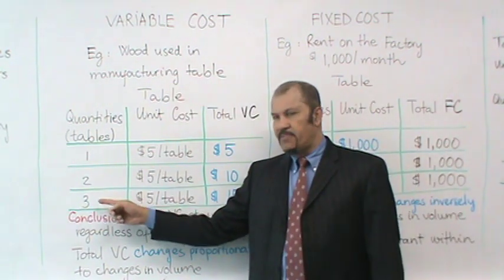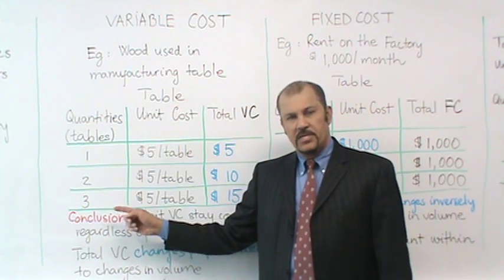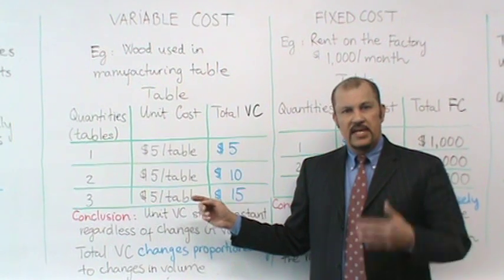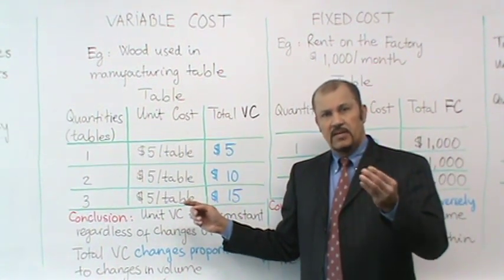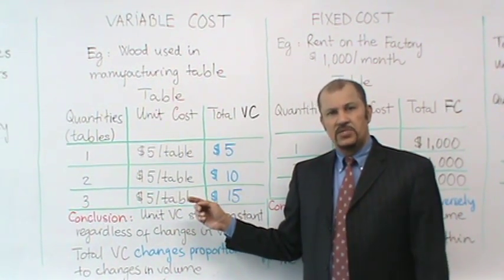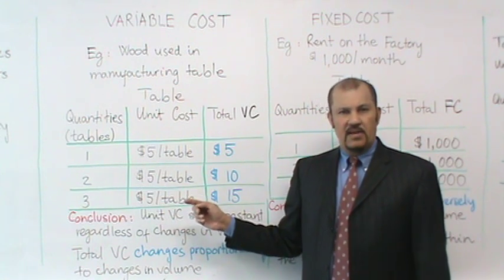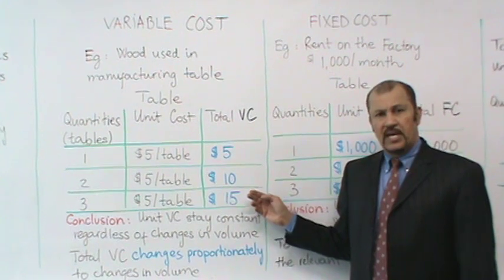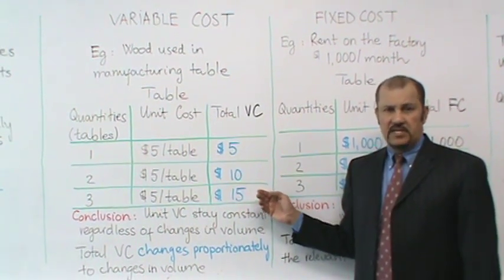Let's go down to 3 tables. When we manufacture 3 tables, again, the amount of wood per table does not change. That stays the same at $5 per table. So your unit variable cost stays constant at $5. But look at the total wood cost. The total wood cost now has gone up to $15.